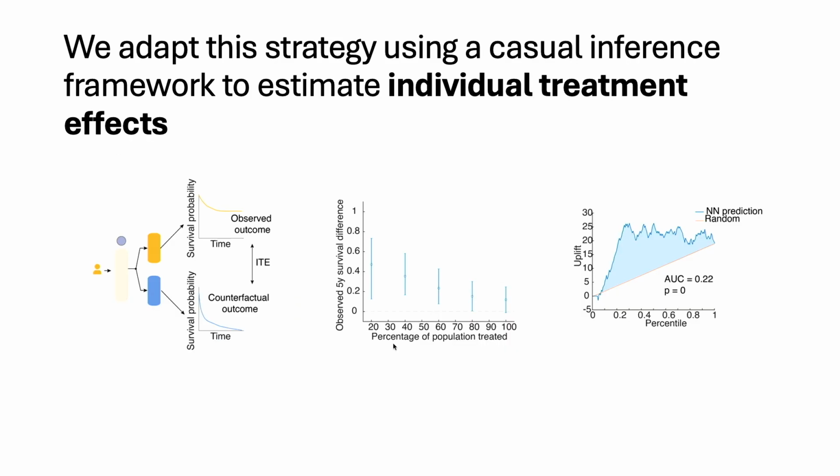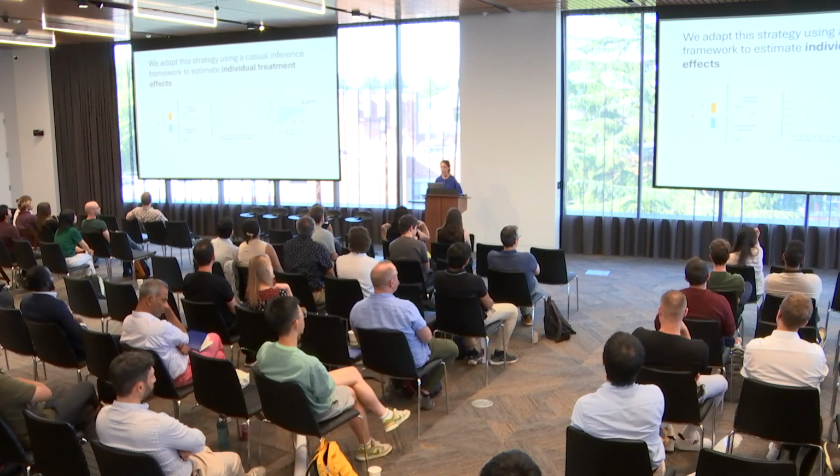And lastly, we adapted the strategy using a causal inference framework to estimate individual treatment effects from patients who were randomized within a clinical control trial. And we noticed that there was significant heterogeneity in treatment response, which would otherwise be missed when looking at aggregated data. If you're interested in talking more, I'm looking forward to seeing you at my poster.